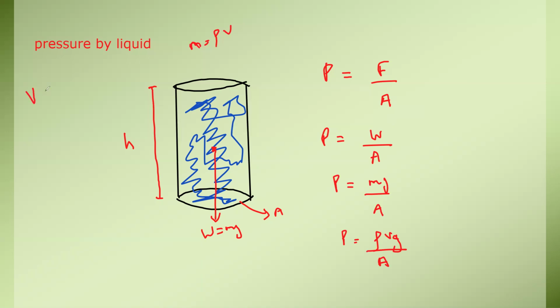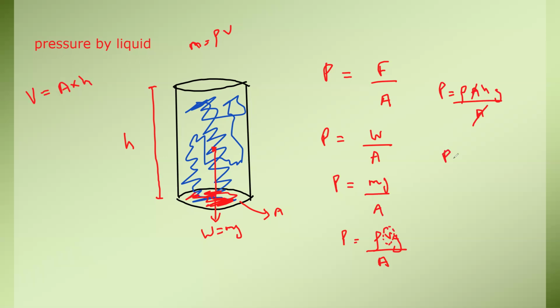So what is the volume of the liquid inside? The volume of the liquid inside will be area multiplied by depth. This is the base area multiplied by depth, and I get the volume. So the pressure is equal to density, in place of the volume of the liquid I can write area multiplied by height or depth, divided by area. Because this A will cancel with A.